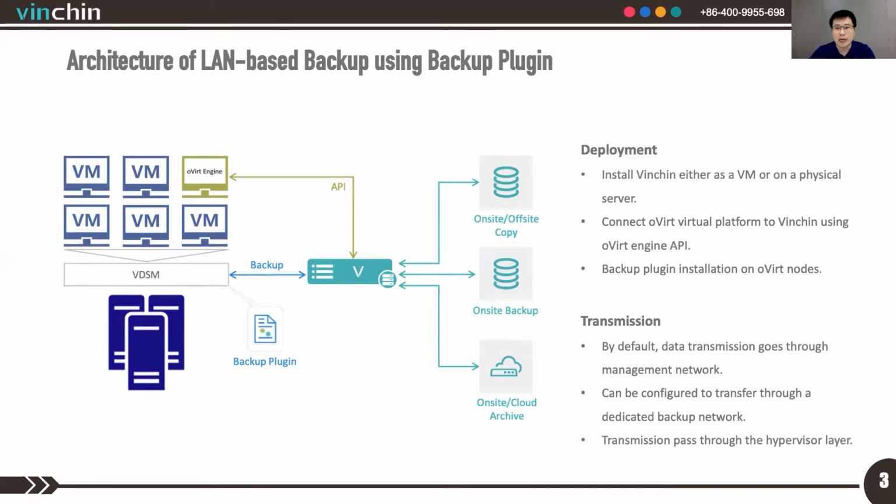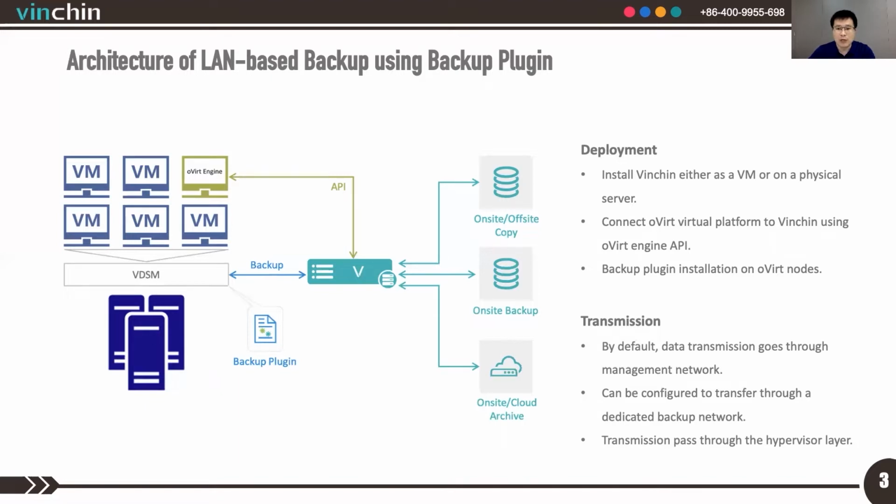Vinchin can be either installed as a virtual machine or on a physical machine. Vinchin connects to the oVirt virtual infrastructure by using the oVirt Engine REST API, and our lightweight backup plugin will be installed on each of the oVirt nodes on the hypervisor layer. When running a backup job session, the VM info, snapshot creation, and deletion will be done through the oVirt REST API. The transmission of the oVirt VM data will be conducted by the backup plugin on the oVirt node.